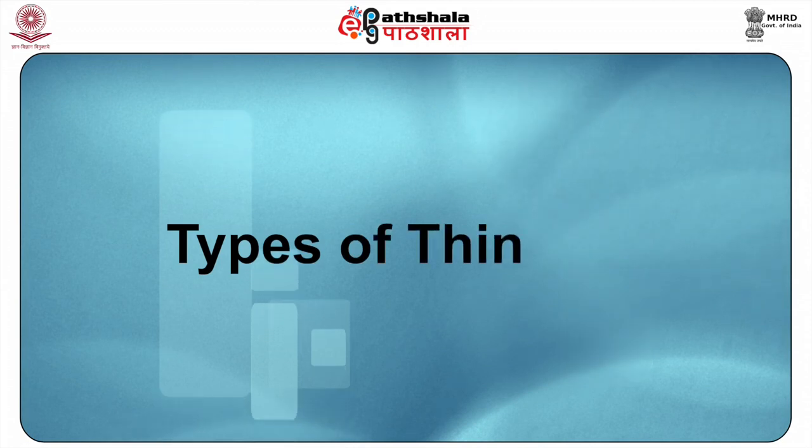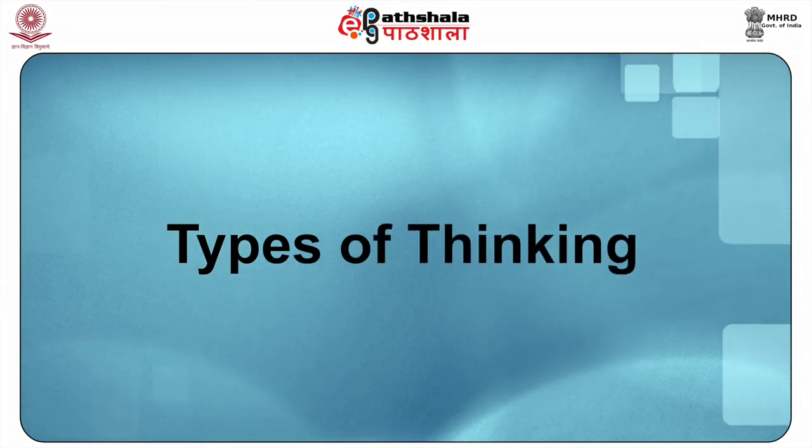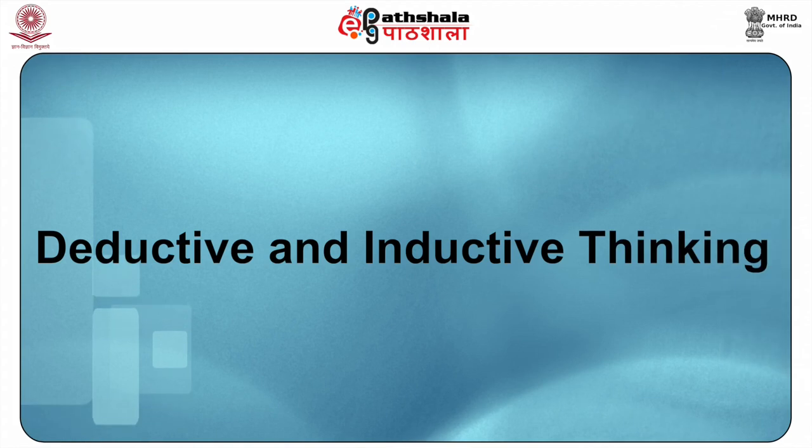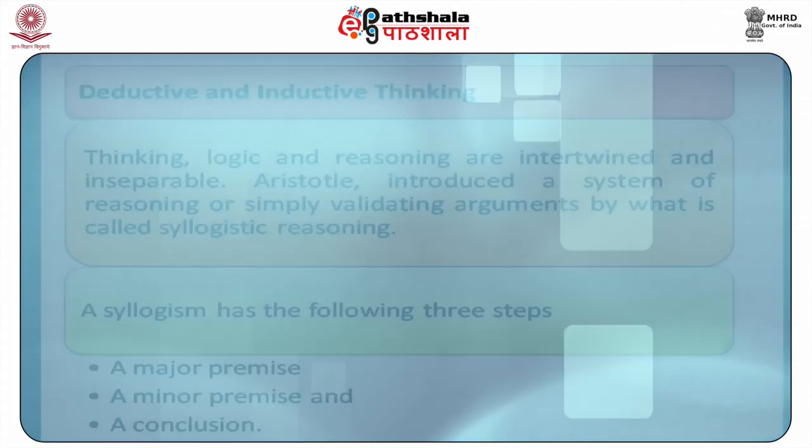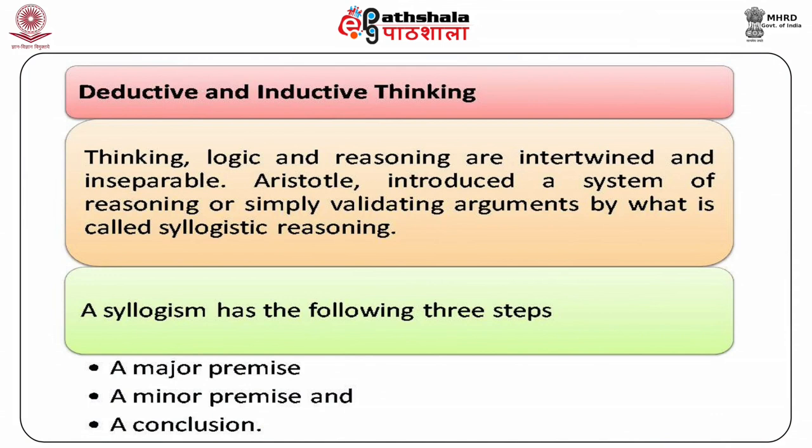Now let us move to different types of thinking. Thinking, logic, and reasoning are intertwined and are inseparable. Aristotle introduced a system of reasoning, or simply validating arguments, by what is called syllogistic reasoning. A syllogism has the following three steps: a major premise, a minor premise, and a conclusion.